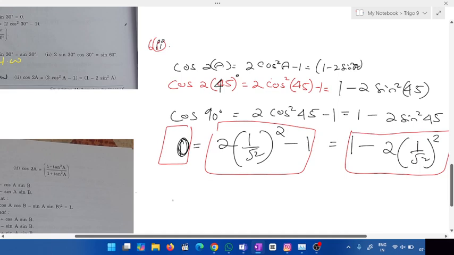Yes, complete this. Two into 1 by 2 is equal to 1 minus, again 2 into 1 by 2.